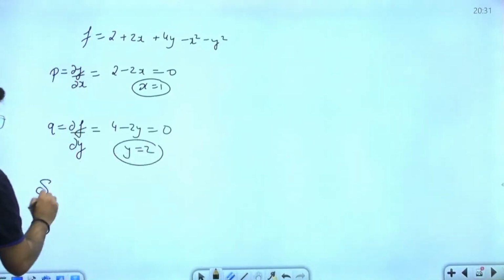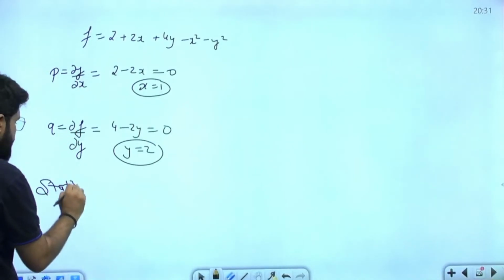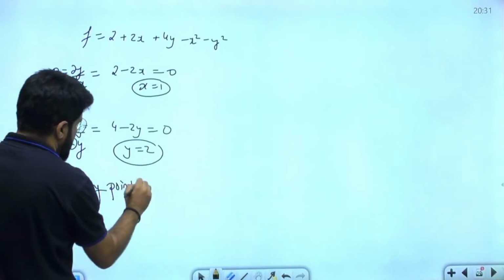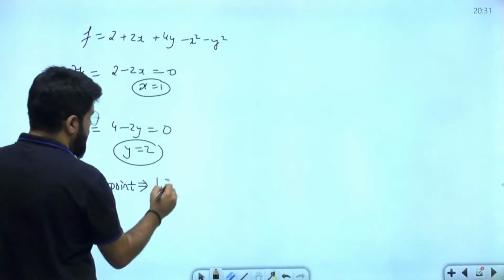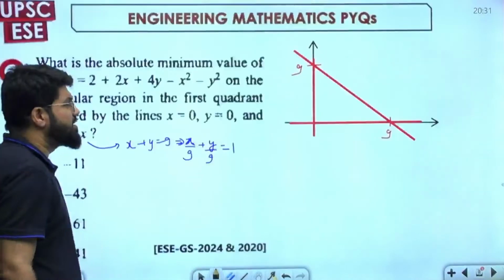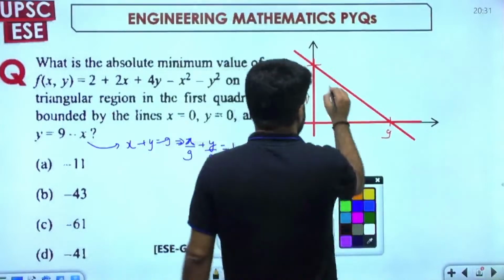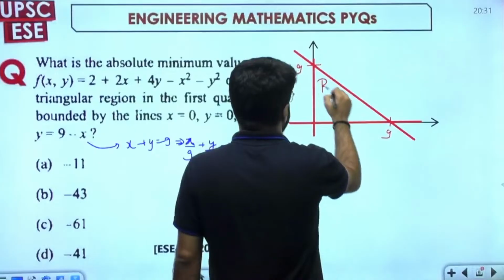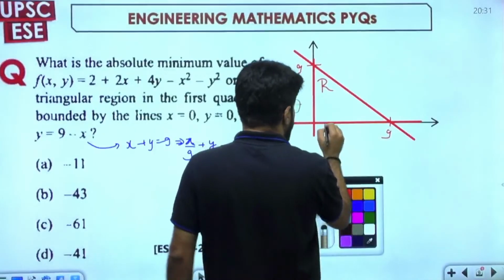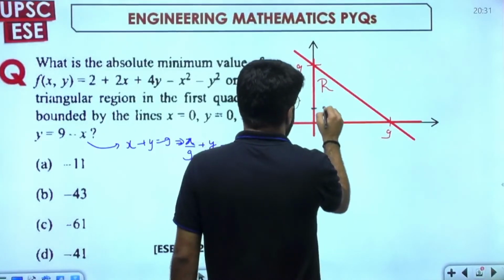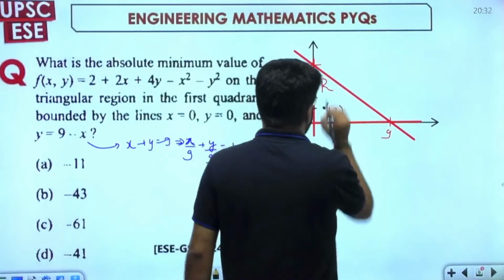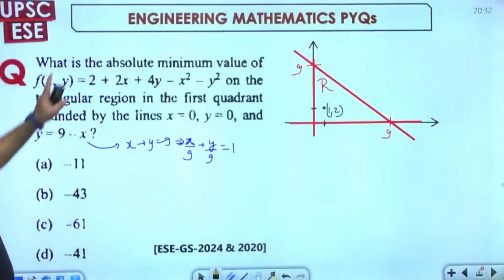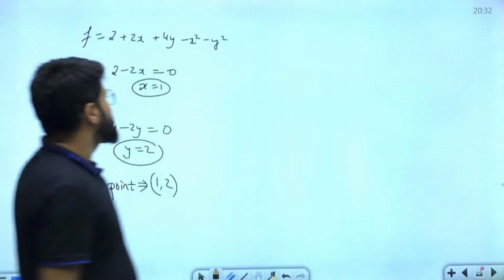So what is the only stationary point? The only stationary point is (1, 2), x equal to 1, y equal to 2. Is it inside the region R? Yes, some region has been given to you, and definitely x equal to 1, y equal to 2 is inside this particular region. But we need to confirm whether it gives a minimum value or not.